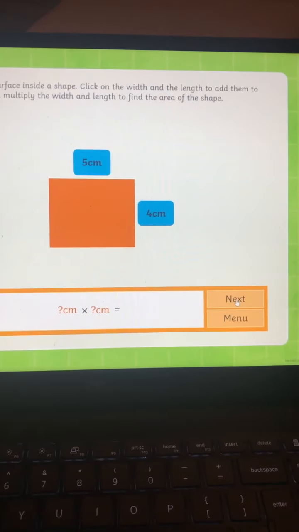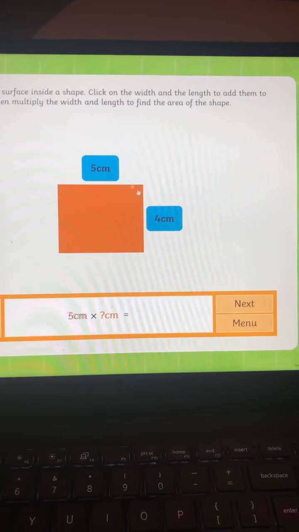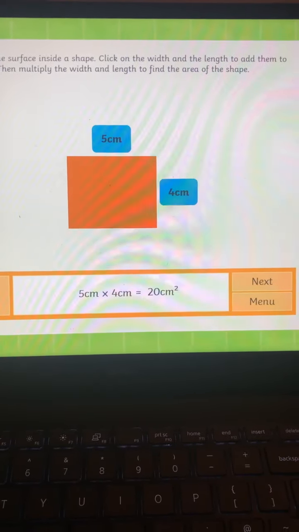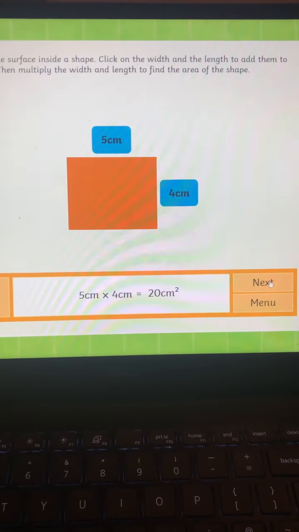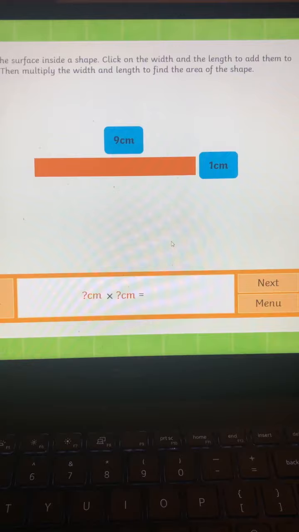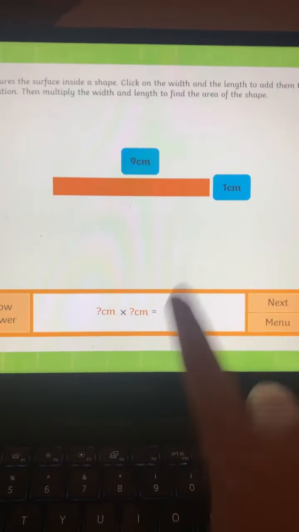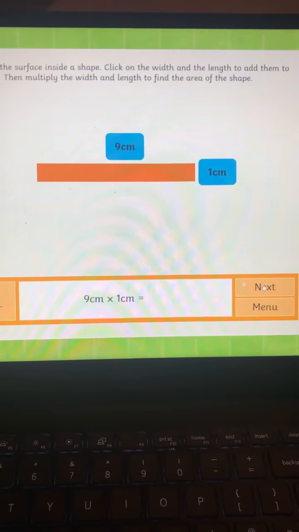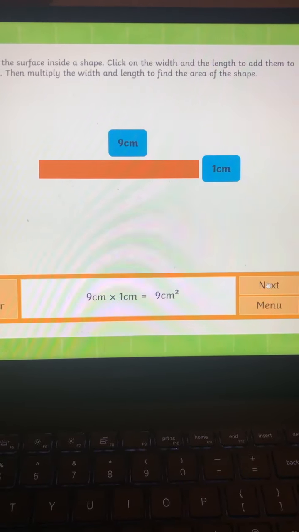Nice and easy. Again, 5 times by 4 gives you 20 centimetres squared. If I wanted to work out the area of this rectangle, it would be 9 times by 1, which is obviously going to be 9 centimetres squared. So the numbers I gave you were quite easy, just to remind you how to have a go.